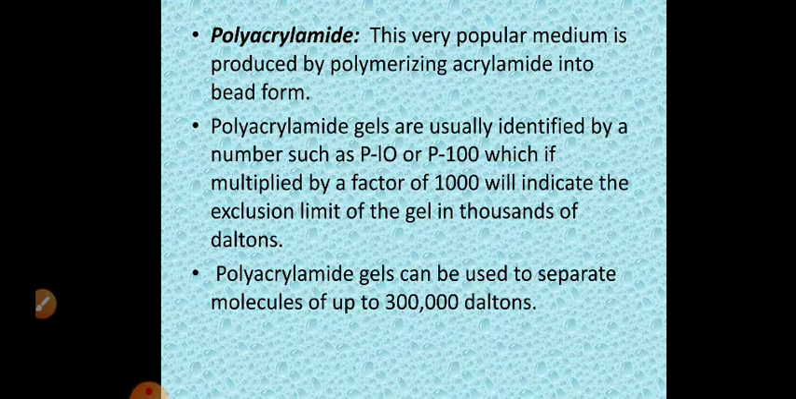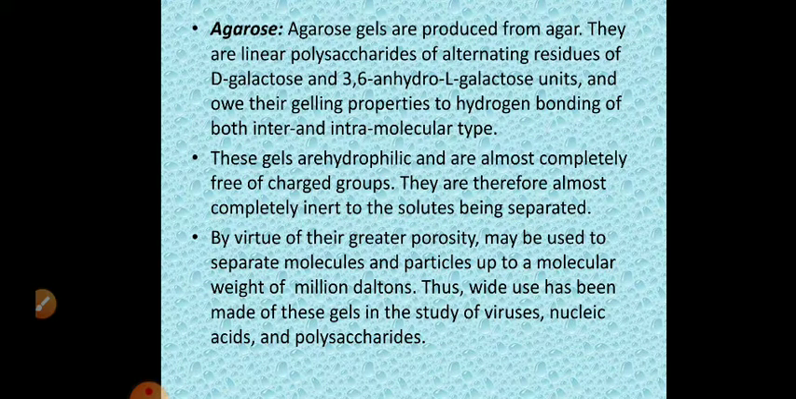The second type of gel that is used is polyacrylamide, which is obtained by polymerizing acrylamide. For preparation of polyacrylamide gel, we require acrylamide, bisacrylamide, TEMED and ammonium persulfate. We have studied its preparation when we studied gel electrophoresis. Polyacrylamide gels are identified by numbers like P10, P100, which if multiplied by a factor of 1000 will indicate the molecular exclusion limit. Polyacrylamide gels are used to separate molecules up to 3 lakh Dalton size.